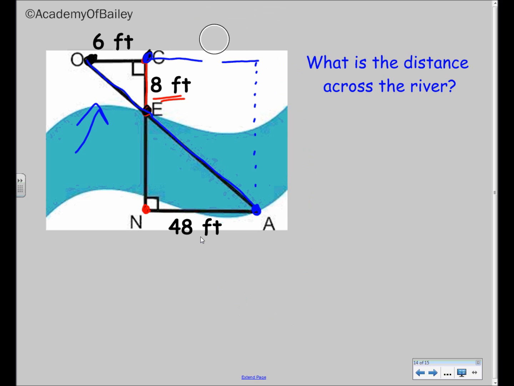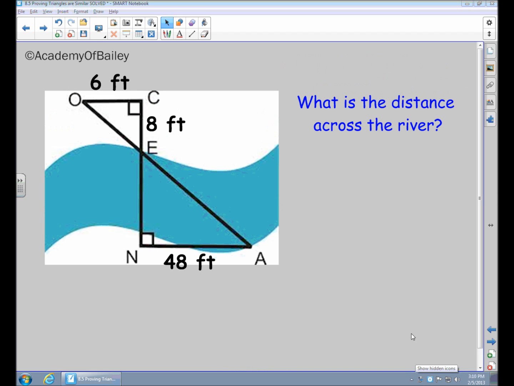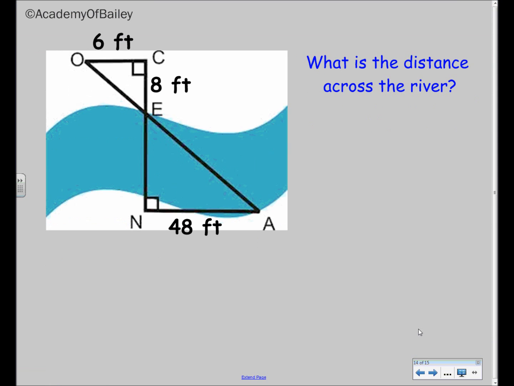So let me get rid of some of this other stuff that we don't really need here. Now we can do some calculations. Now, why does this work? Well, we do know that these two angles there are going to be congruent. Why are they congruent? They're congruent because they are vertical angles. And since we have right angles congruent, vertical angles congruent, we know that through the angle-angle similarity postulate that those two triangles are going to be similar.